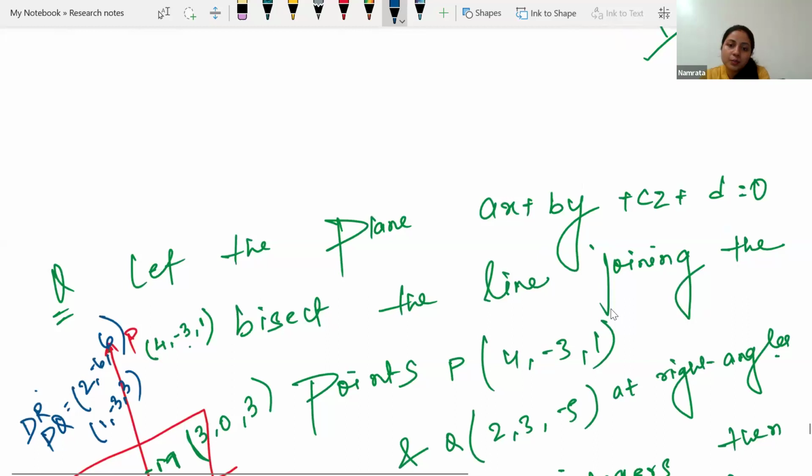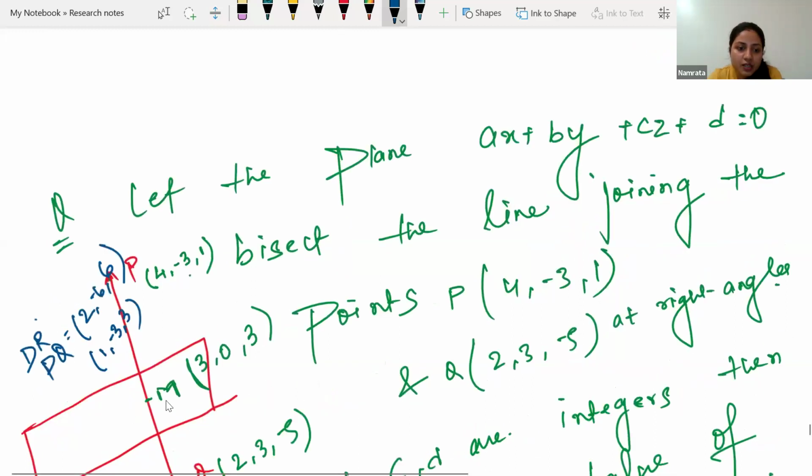The plane ax plus by plus cz plus d bisects the line. So we are finding the midpoint and we are saying that our plane is passing through this midpoint. Okay, 3, 0, 3. Have you checked whether this midpoint is correct or not? Check it first, please do the calculation with me. The numbers, let me check in the question. I have written 4, minus 3, 1 and 2, 3, negative 5. Midpoint, are you getting 3, 0, 3?